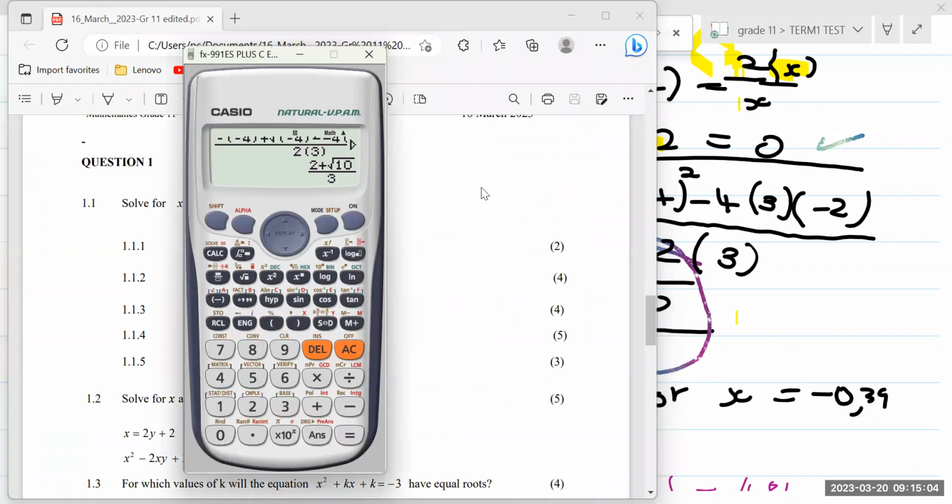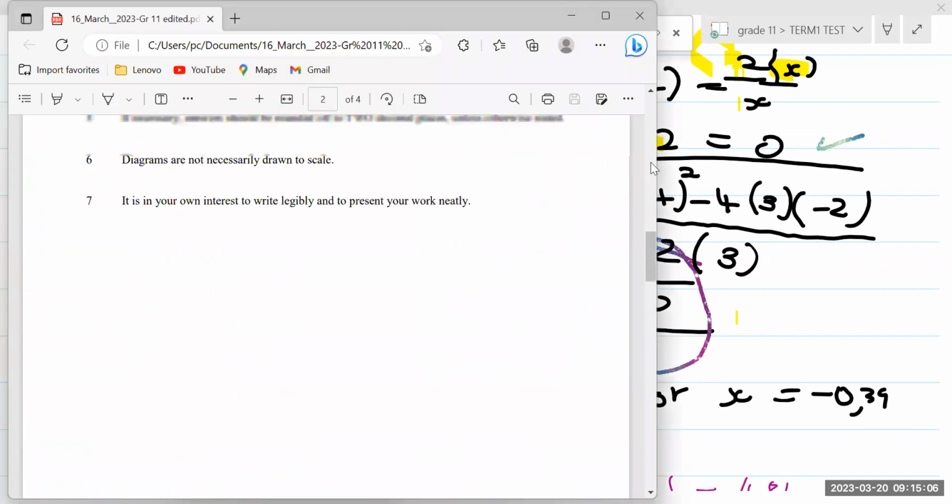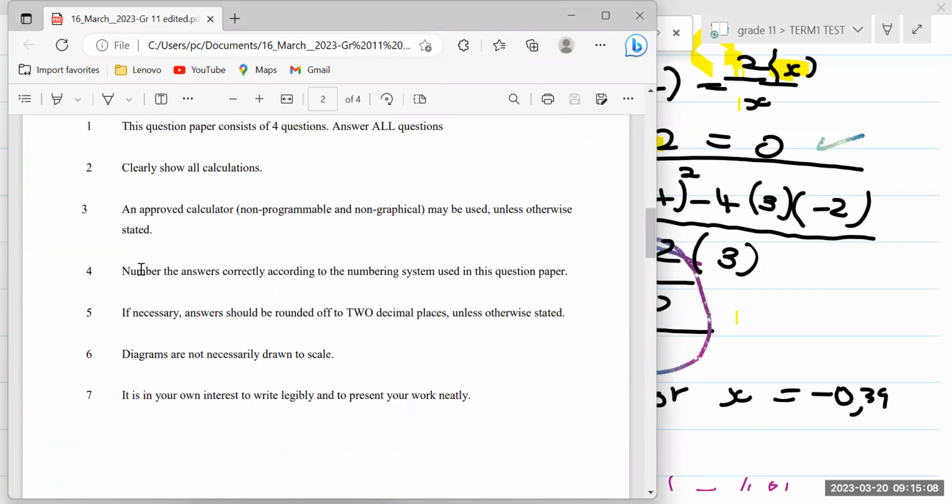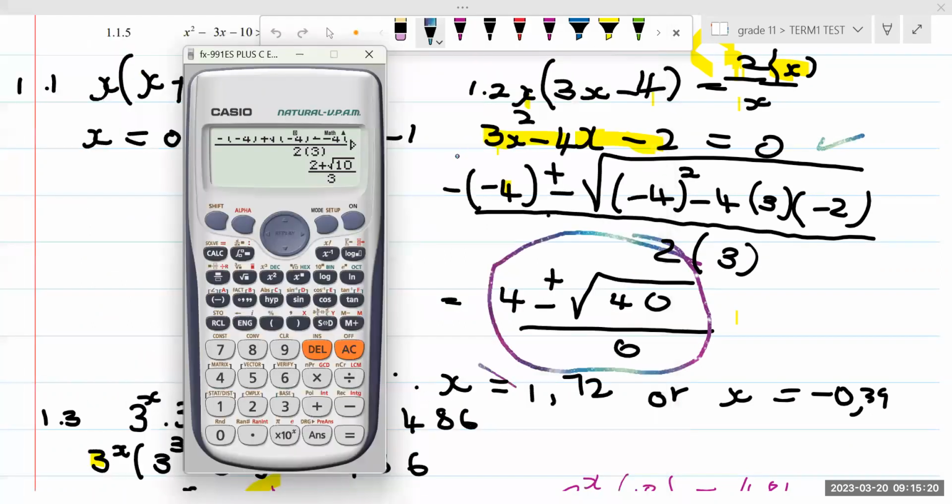But you can't stop here because there's an instruction here, which says, if necessary, answers should be rounded off to 2 decimal places unless stated otherwise. So you can't leave your answer here, because they say unless stated otherwise, then you can round off your answer to 2 decimal places. So after that, you say this and then it gives you the following.